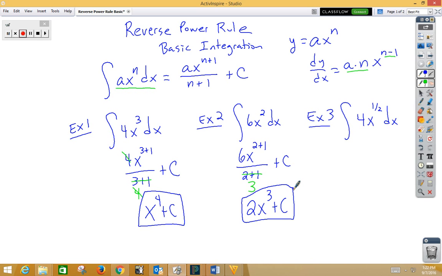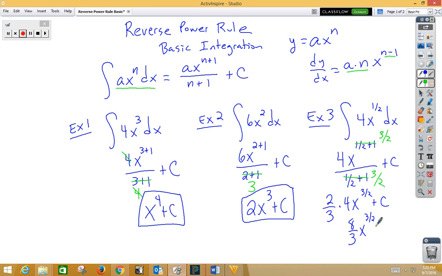In example 3, again, same idea. We're going to go 4x to the 1/2 plus 1 divided by 1/2 plus 1 plus c. Well, now we need to think about this. 1/2 plus 1 is the same thing as 3/2. So we have a 3/2 there, and we have a 3/2 on the bottom. Dividing by 3/2 is the same thing as multiplying by the reciprocal. So we have 2/3 times 4x to the 3/2 plus c. Now when we multiply 2/3 times 4, we get 8/3 x to the 3/2 plus c as our answer.